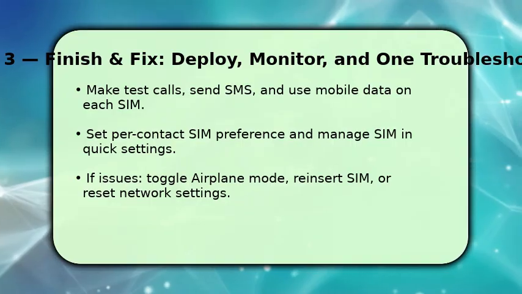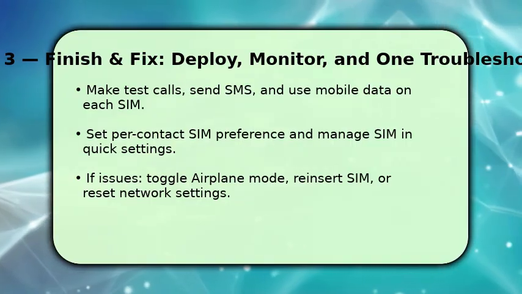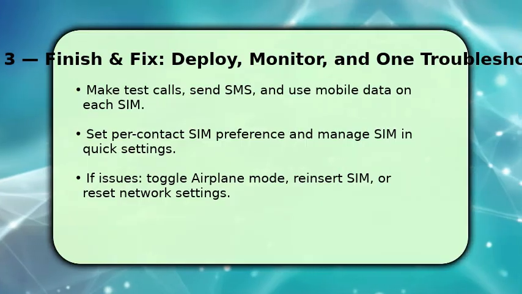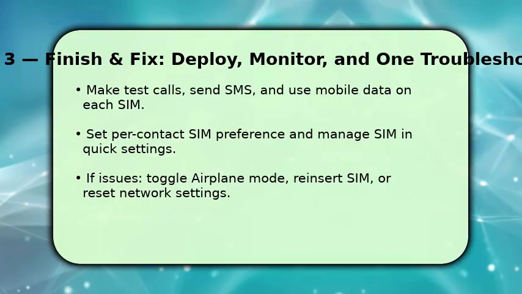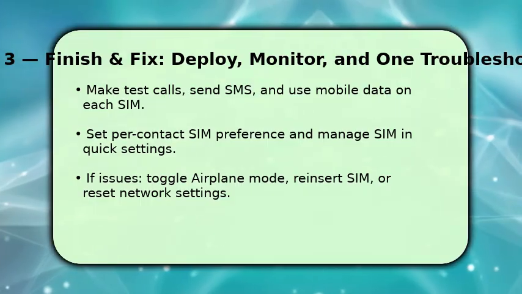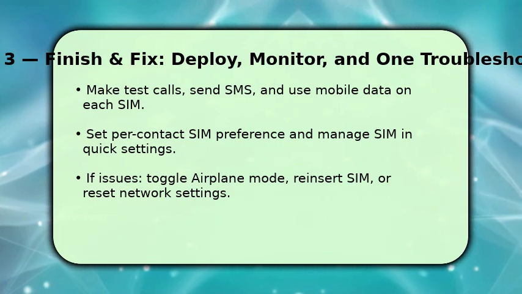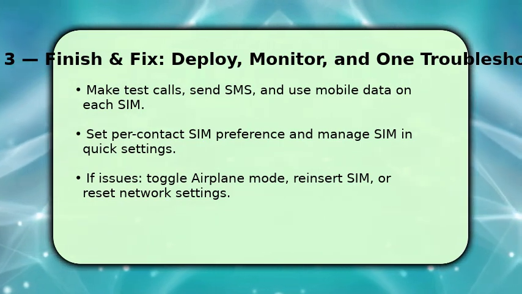If something goes wrong, try the key troubleshooting step: toggle Airplane Mode for 10 seconds, then recheck. If that fails, power down and reinsert the SIM. And as a last resort, reset network settings. This clears conflicts while keeping your data intact.